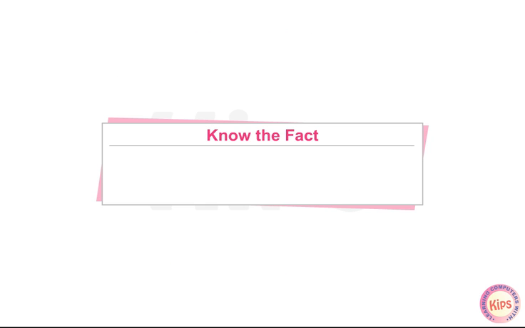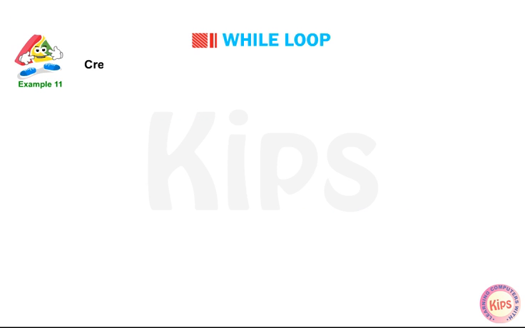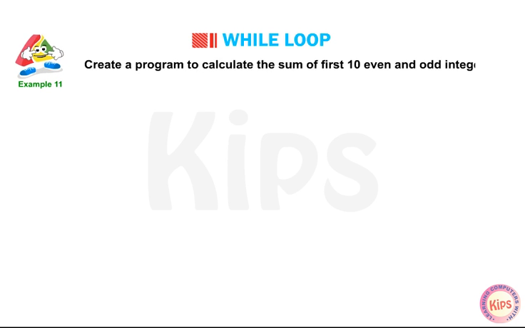Students, note the fact: do not use control variables with float values. It will produce inaccurate tests as float values are approximate. Example: create a program to calculate the sum of first 10 even and odd integers.